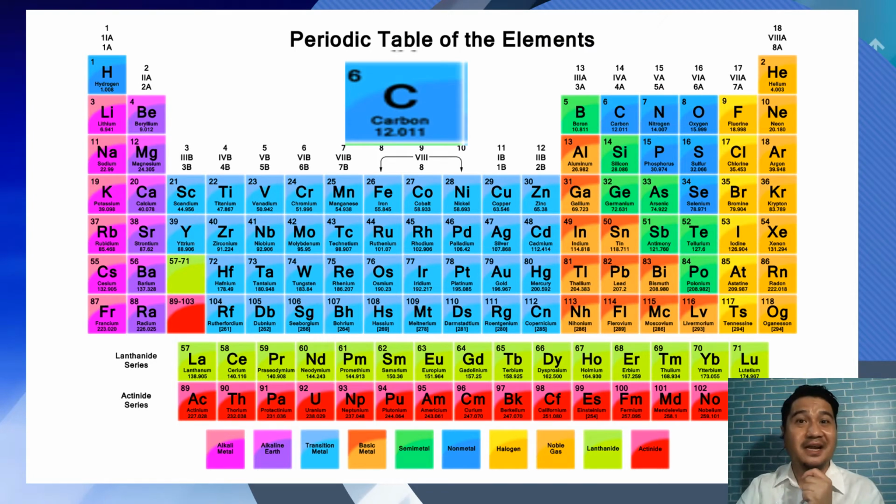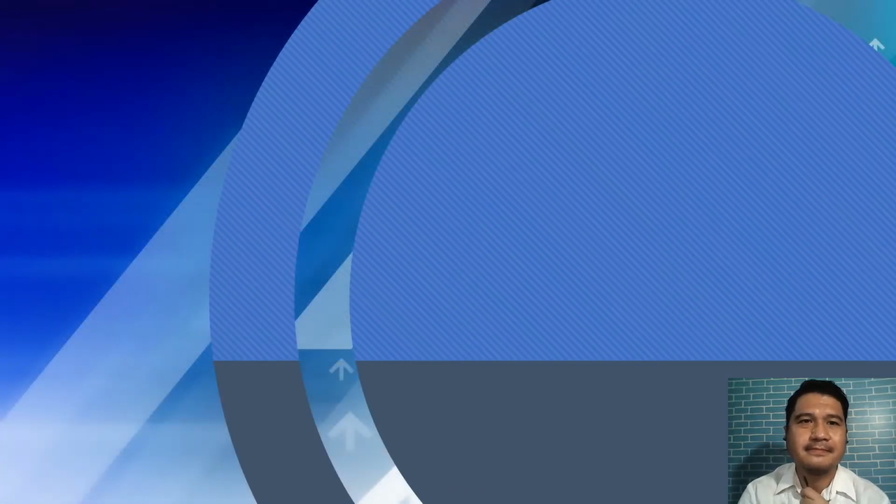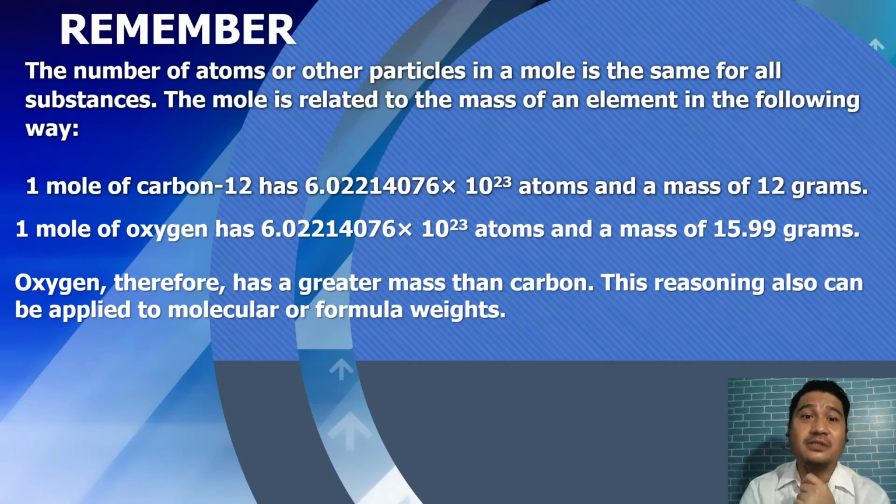Just to remind you, dear chemistry students, you will need to use a periodic table of elements to answer the succeeding activities. And here, it's being showcased that 1 mole of carbon is equal to 12 grams. Remember, the number of atoms or other particles in a mole is the same for all substances. The mole is related to the mass of an element in the following way.